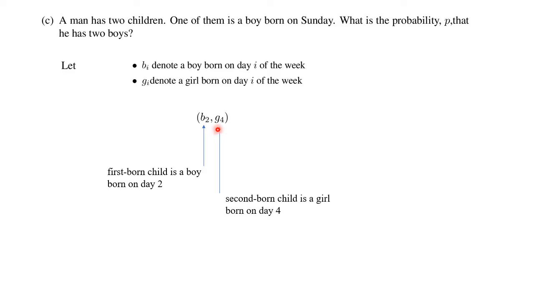And here we've got a girl on day 4 of the week and in the second position. So this is the second-born child. Now that we've established suitable notation to describe this problem, let's go about solving it. We've got the information that one of the children is a boy, and furthermore, this boy is born on day 1 of the week, on a Sunday.